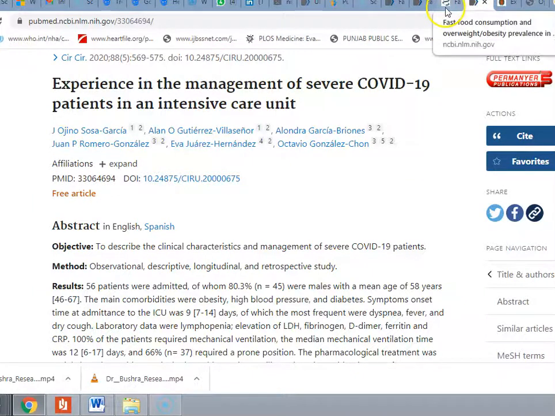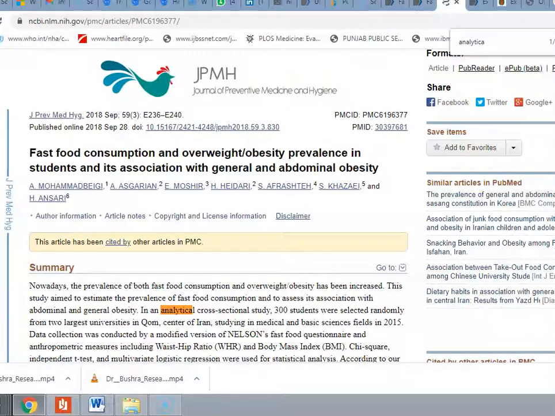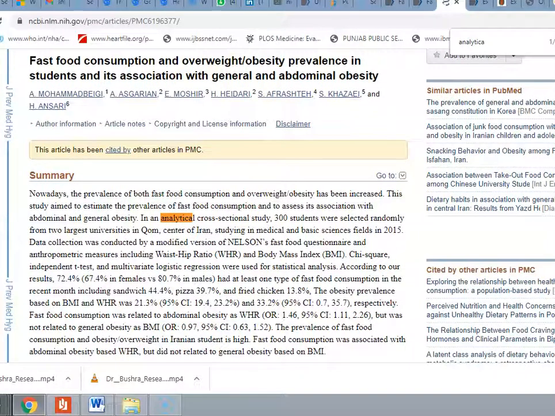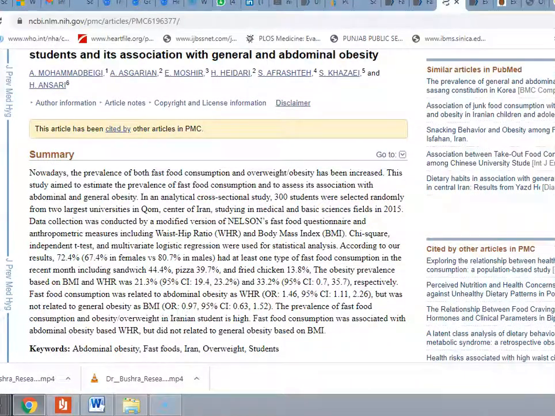I now want to show you a cross-sectional study that is analytical. You will come across many descriptive cross-sectional studies where they find prevalence of some disease, but you will not get to see many analytical cross-sectional studies. Let's see how they did it.